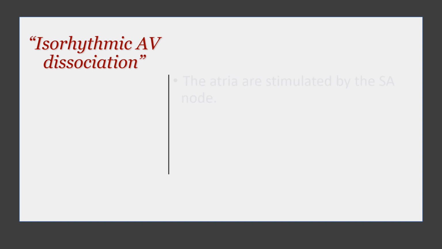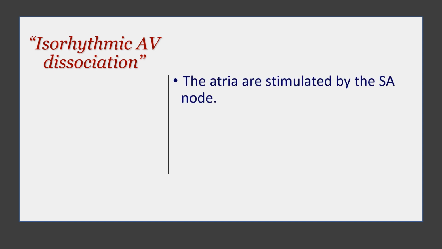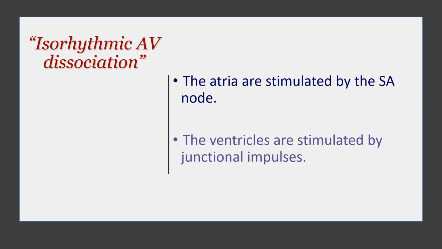So the atria are stimulated by the SA node, and the ventricles are stimulated by another focus that is somewhere nearby the AV node, a junctional impulse. So if we draw our heart in here, and again, this is the SA node and this is the AV node.